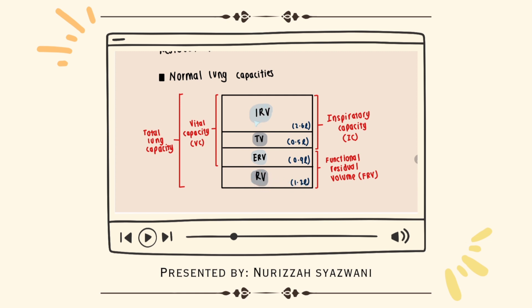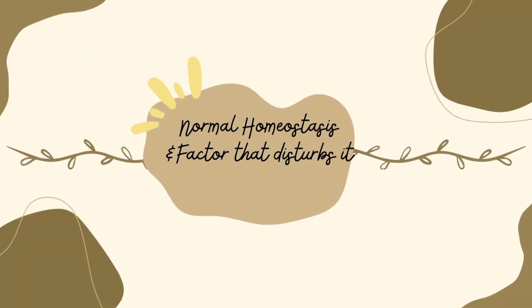The summation of IRV, TV, and ERV will give us the vital capacity, which is the air that we require in life, and the summation of IRV and TV will give us the inspiratory capacity, and the total of ERV and RV will give us the functional residual capacity, FRC. The total lung capacity is equal to the summation of IRV, TV, ERV, and RV.